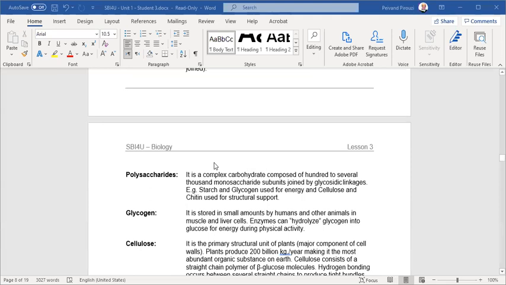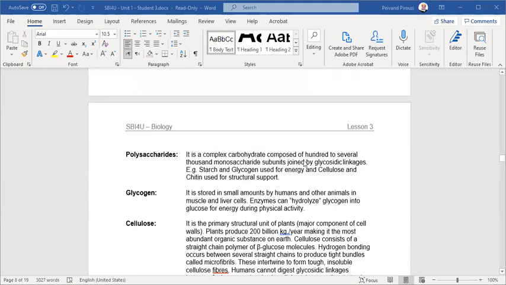Then we are going to look into polysaccharides. It's a complex carbohydrate composed of 100 to several thousand monosaccharide subunits joined by glycosidic links. For example, starch and glycogen are used for energy, and cellulose and chitin are used for structural support. Of course, chitin is the molecule that we see in the exoskeleton of insects. Cellulose is the molecule that we see mainly in plants.